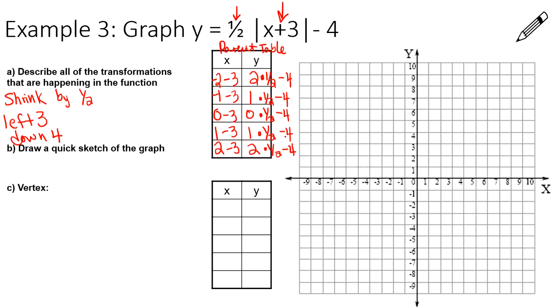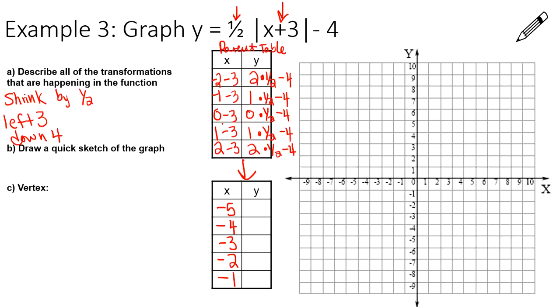Okay, so now let's simplify everything using PEMDAS and create our new table that we're going to graph. I'll start with the x column. -2 minus 3 is going to be a -5. -1 minus 3 is a -4. 0 minus 3 is a -3. 1 minus 3 is a -2. And 2 minus 3 is a -1. If you need to use your calculator for this, that's perfectly fine.